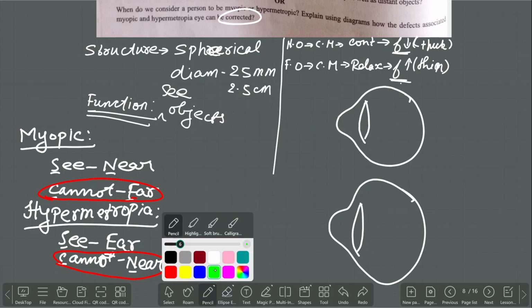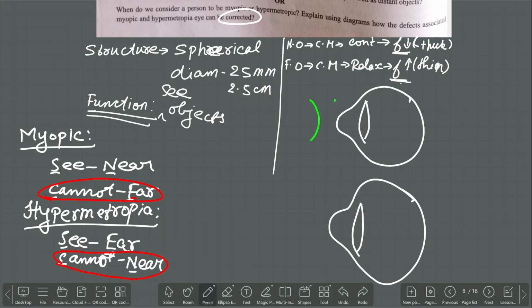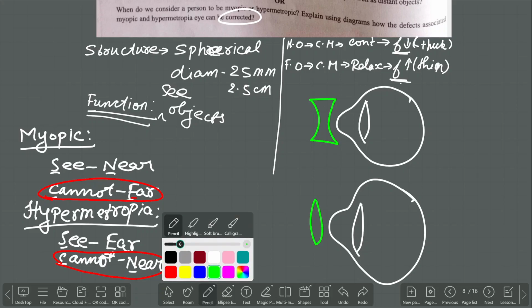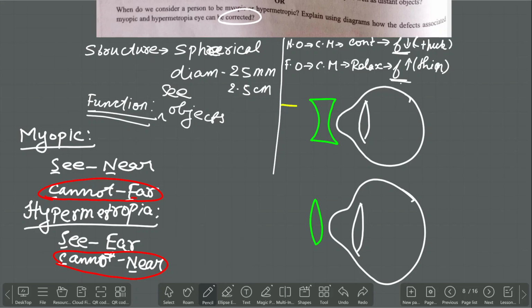So for correcting myopia, what type of lens are you going to use over here? Concave. And for correcting hypermetropia, what type of lens are you going to use? Convex. So now take the incident ray which is coming from infinity. Concave lens, we all know, will do the diverging action. So make the light rays diverge and then they will enter our eye lens. Once again the light rays will get converged and then fall on the retina. So this is how we are going to draw the myopic eye.